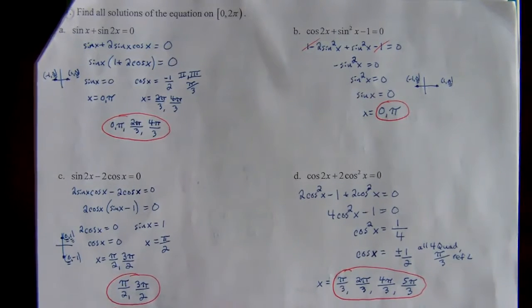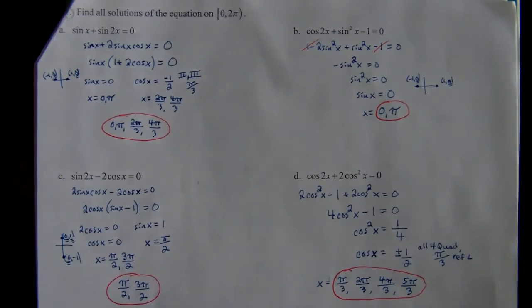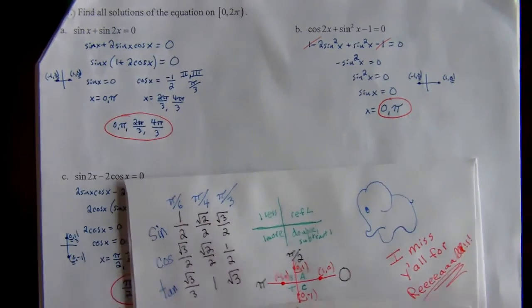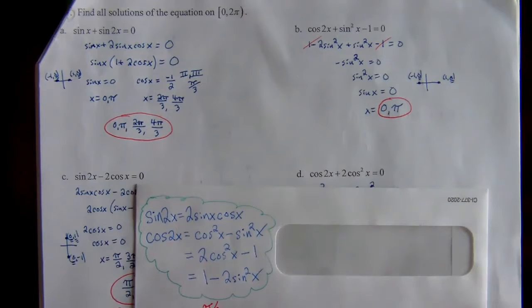Here we are solving trig equations in between 0 and 2 pi. So we're not only going to need to know our trig chart and our quadrantal angles, but we're also going to need to know our double angle formulas, the sine of 2x and cosine of 2x.